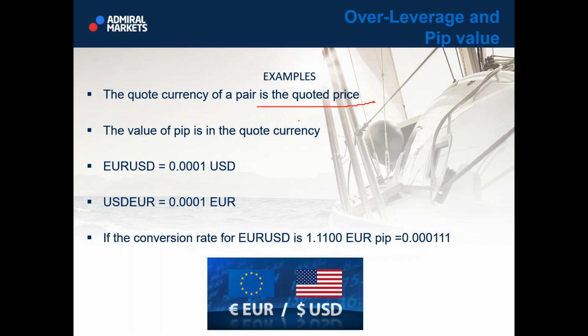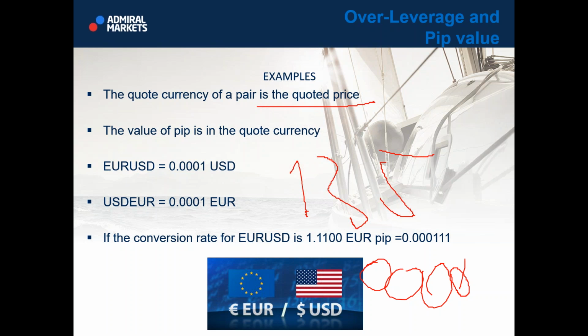Okay. For example, if the conversion rate for euro to dollar is 1.35, then the euro pip value would be 0.000135. Okay. That is pip value. But as I say, you can also find it.